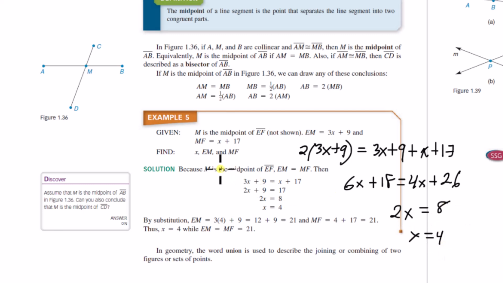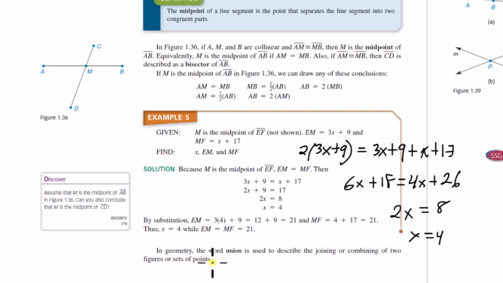X is equal to 4. So there's x, and then EM is just going to be 3 times 4, 12 plus 9, 21, and then 4 plus 17 is 21. Yeah, they're both equal. So 21 is EM and MF.